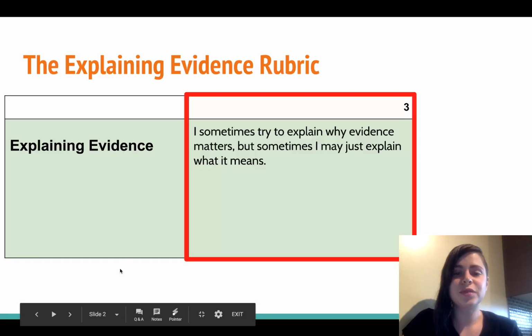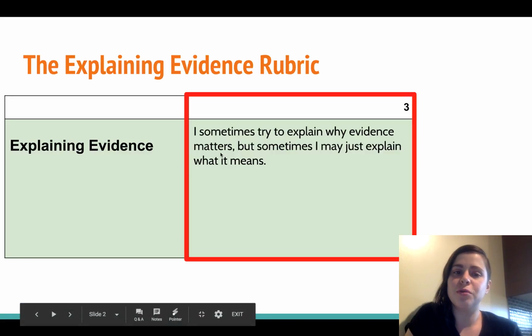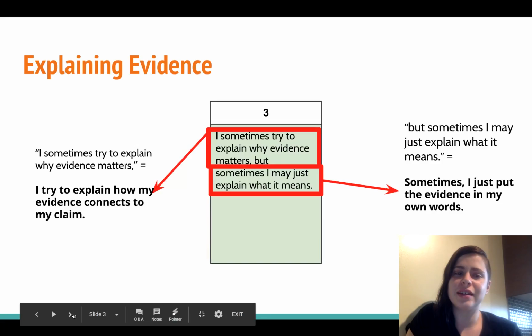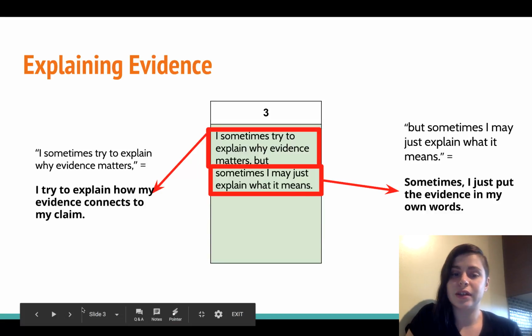So let's start off by looking at the rubric. The rubric for Level 3 says that to get a 3, you have to sometimes try to explain why evidence matters, but sometimes you might just explain what it means. So let's break that down. Explaining why evidence matters means explaining how your evidence connects to your claim. Explaining what evidence means is putting it in your own words or paraphrasing the evidence.